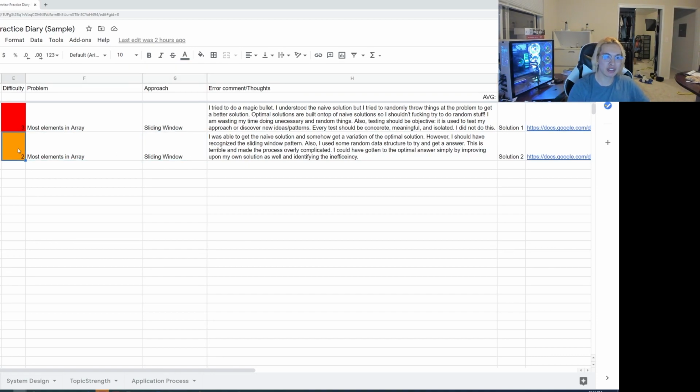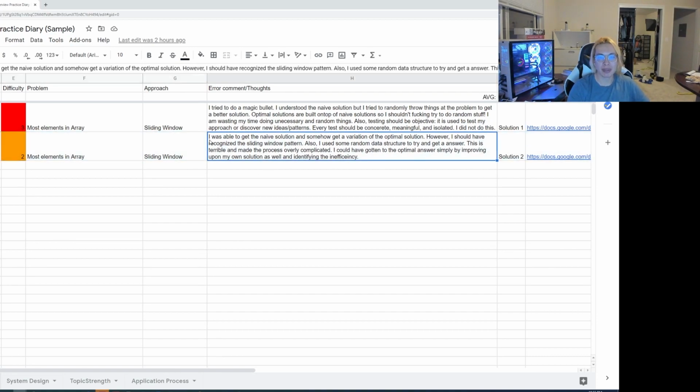And you can see here that I've done the exact same thing for the second client, that he was able to get to the naive solution and get a variation of the optimal solution. And then I've recognized that I've done well in order to get the naive solution. I did the exact same process of just trying an example, and then I got there very quickly. However, he should have recognized that this was a sliding window pattern, and this is a fault. Again, the difference between what you did and the optimal solution are things that you should write down. The mistakes that you made, and the mistake here was using some random data structure and realizing that this was absolutely terrible and it just overcomplicated the process and thinking.